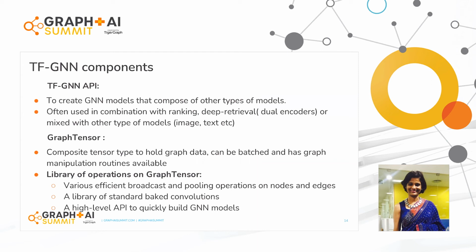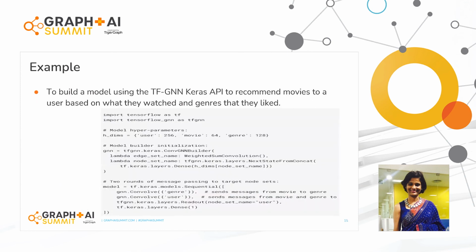So graph tensor is a data structure which can hold graph data, and it can be batched, and different kinds of data manipulations can be applied on it. And there is a library of operations which can be applied on graph tensor at the moment. You can apply plenty of broadcasting and pooling operations on nodes and edges, and a library of standard baked convolutions. And it's also a high-level API to quickly build GNN models.